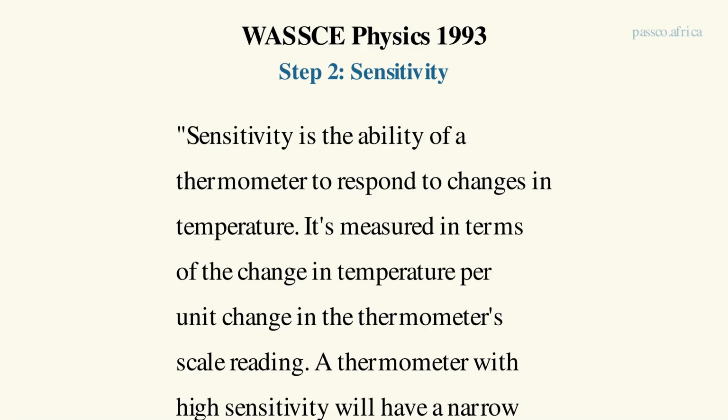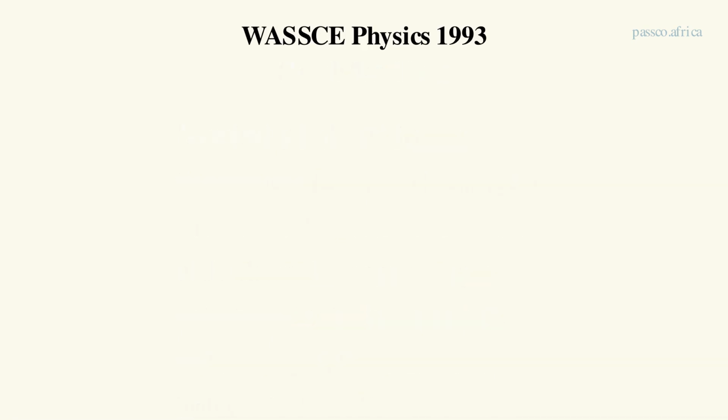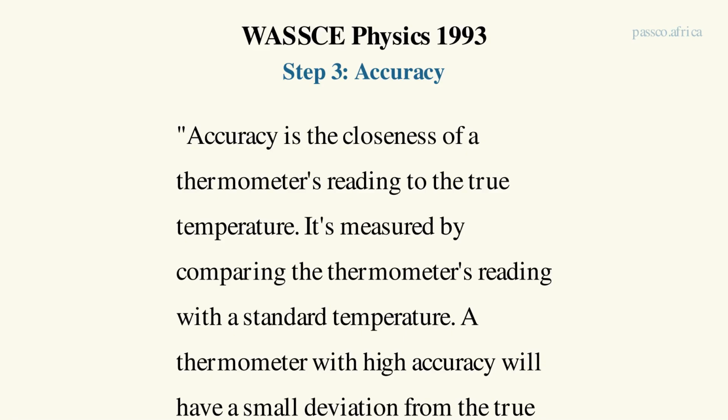Step 3. Accuracy. Accuracy is the closeness of a thermometer's reading to the true temperature. It's measured by comparing the thermometer's reading with a standard temperature. A thermometer with high accuracy will have a small deviation from the true temperature.